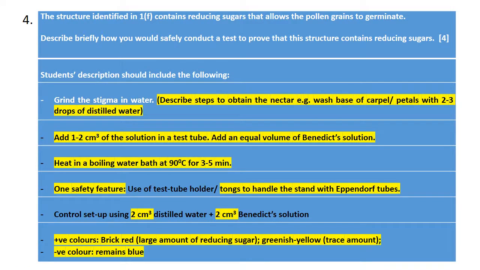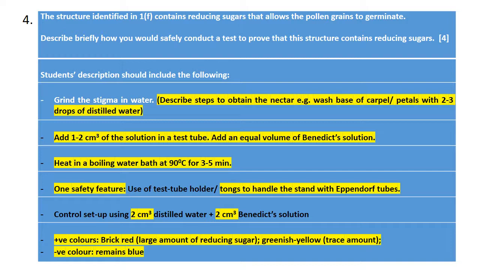Now next, the structure identified in 1F contains reducing sugar that allows the pollen grains to germinate. This is a clue to what the question is driving at. Describe briefly how you would safely conduct a test to prove that this structure contains reducing sugar. According to the apparatus given during the practical, and the water bath being prepared, you know that this is the reducing sugar test, which you all learned in year 1 food tests. This is a 4-mark question.